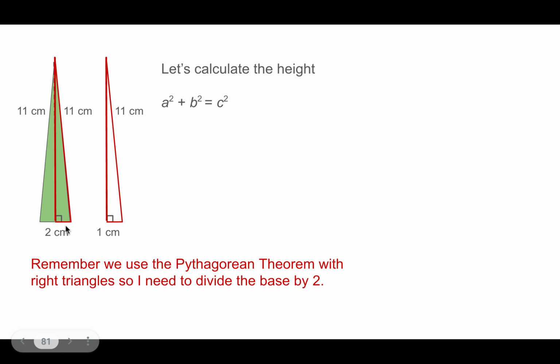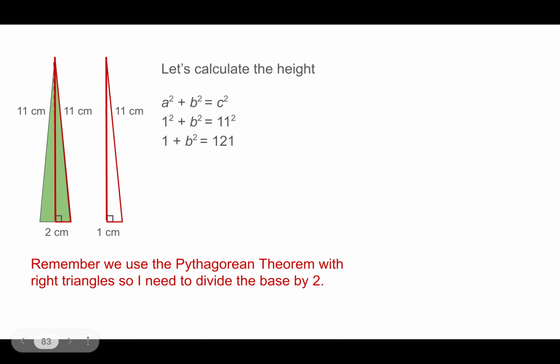So again, when we're looking at this, we need to divide this base by 2 because I'm using half. This is cutting it in half. So now my base is 1 instead of 2 centimeters. So this is my a squared, 1. My b squared is the height, which is what I'm trying to figure out. And my c squared is the hypotenuse. Remember, the hypotenuse is always the side across from your right angle. It's also the longest side in your right triangles, which is 11 squared.